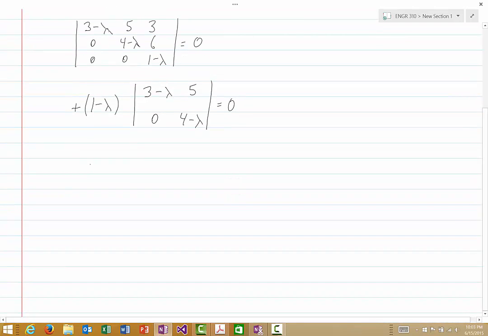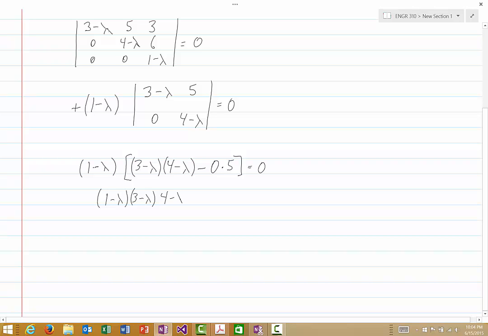And then to do the 2x2 determinant here is very easy. That is simply 3 minus lambda times 4 minus lambda minus 0 times 5. And therefore we end up with 1 minus lambda times 3 minus lambda times 4 minus lambda is equal to 0.